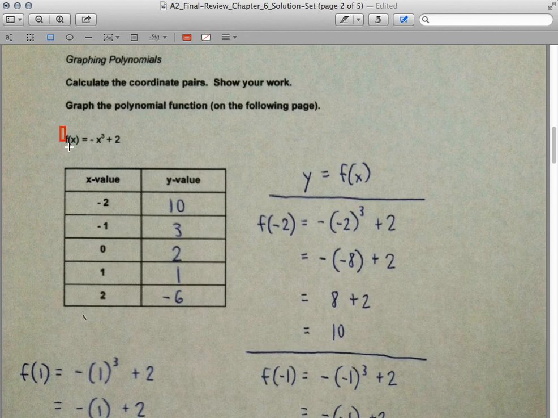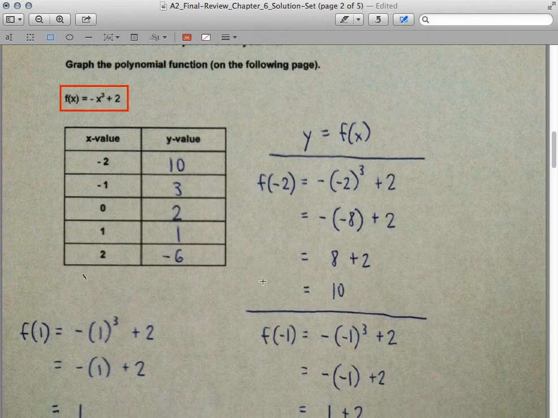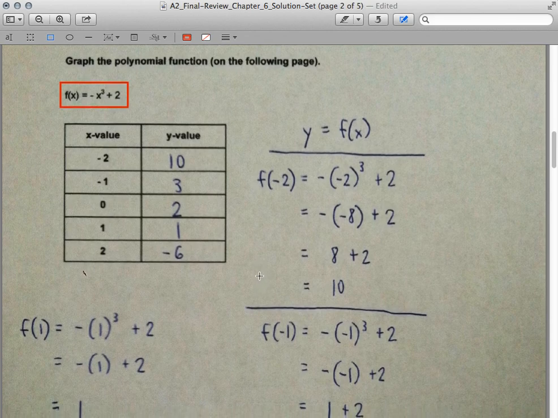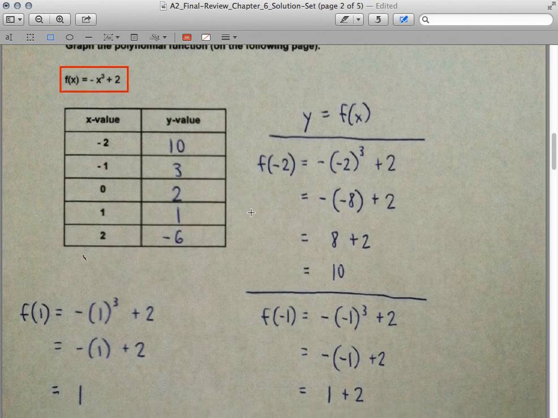So we have the function f of x equals the opposite of x cubed plus 2. Graph this polynomial function. We are given an xy chart here, and in order to graph this polynomial function in a two-dimensional xy coordinate plane, we can create some ordered pairs, some input-output values, plot those ordered pairs, and then graph the function. So the work is shown here.